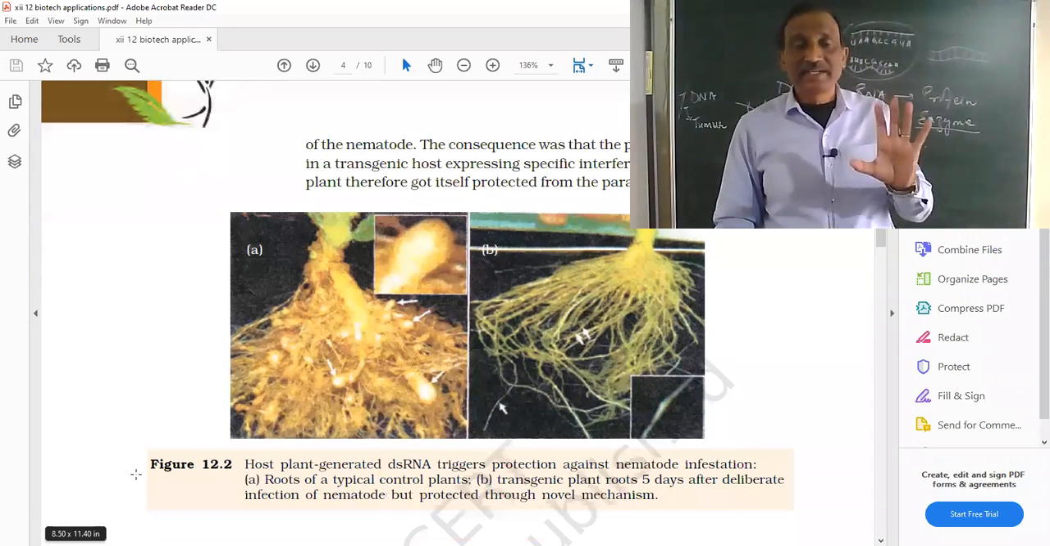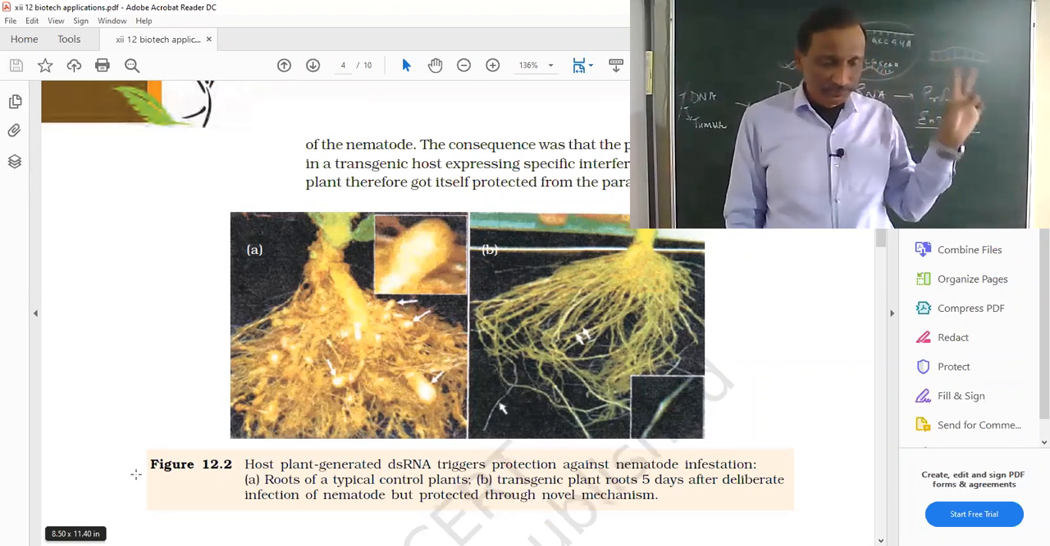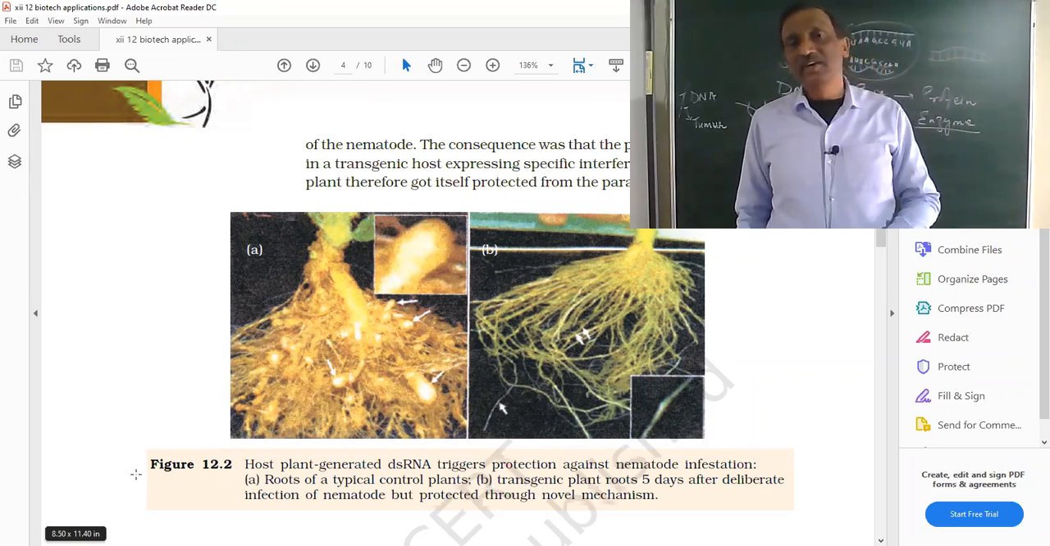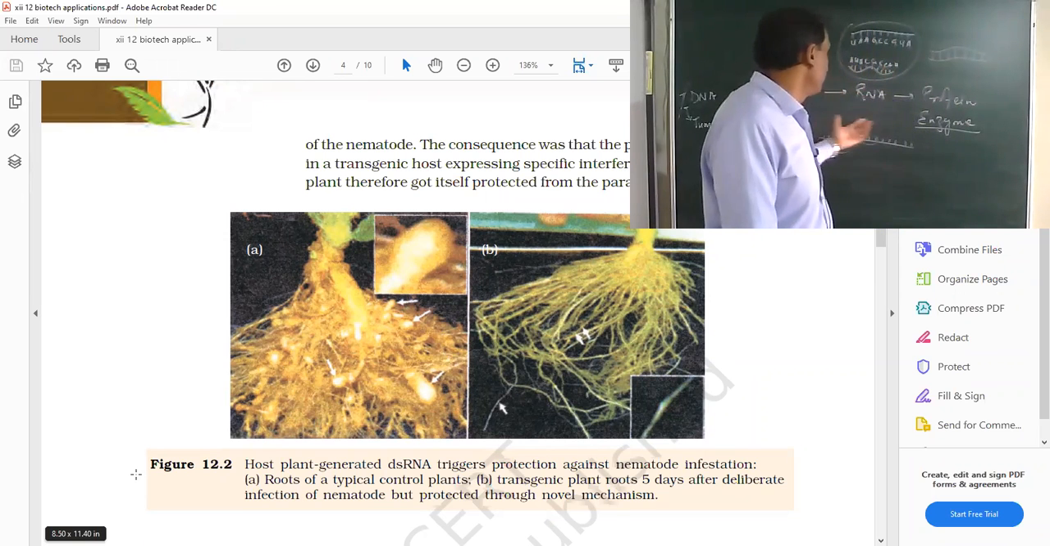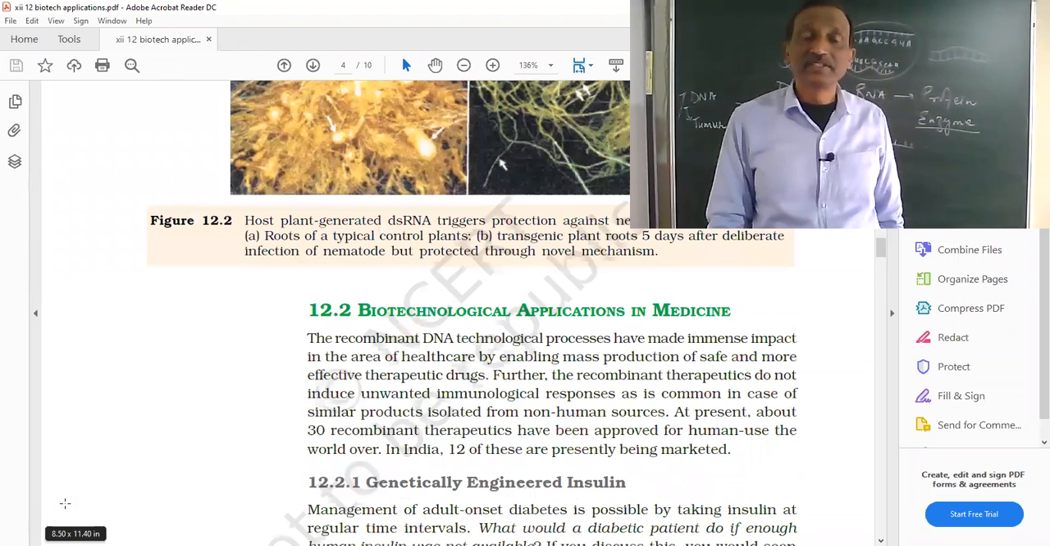Just remember this RNA silencing. You remember that is what is called RNA interference, or how they are produced and why, that is how their functioning is stopped. Okay, so this is all we have to know here.